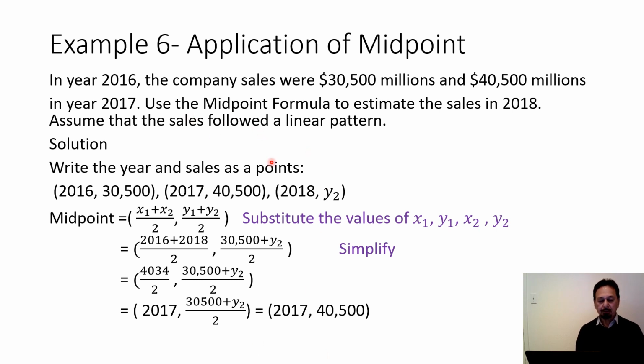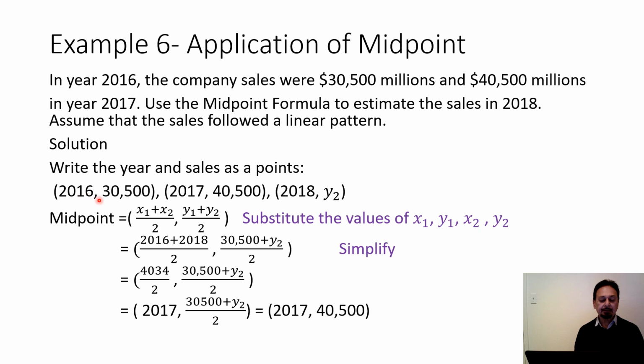Example 6, application of midpoint. In the year 2016, the company sales were 30,500 millions and 40,500 millions in the year 2017. Use the midpoint formula to estimate the sales in 2018. Assume that sales followed a linear pattern. So let's write down the year and sales as points: 2016 and 30,500. And the year is 2017 and the sale is 40,500. And then the year is 2018, the sales we have to find, we call y.